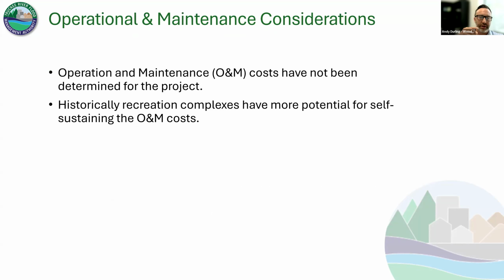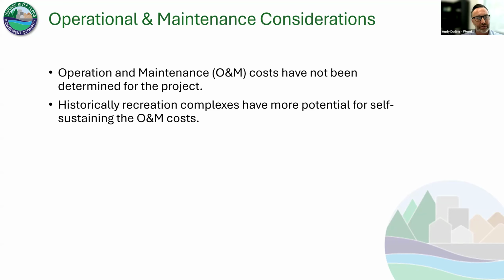Some other considerations, and again, we're at a 15% design on this. So a lot of these operation and maintenance type considerations become a lot clearer as we get into this as well. But just some thoughts on this, that O&M costs really haven't been determined for this project. In either alternative, there's going to be O&M costs for that. Obviously going to be higher for the recreation complex, for example.